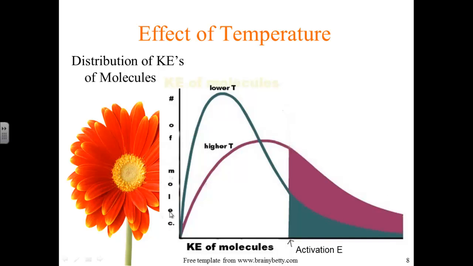Number of molecules on the Y, kinetic energy on the X. Anything past the activation energy has enough energy to react. The higher temperature curve has more molecules past the activation energy than the lower temperature curve. This means the higher temperature curve has more reactions, and so it has a faster rate.